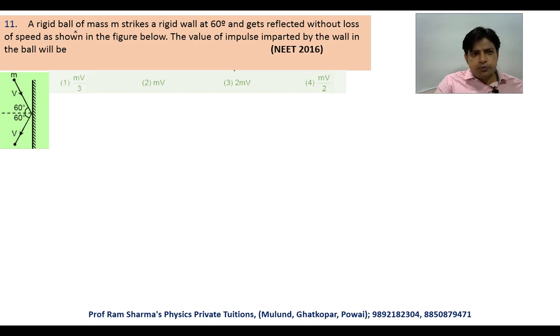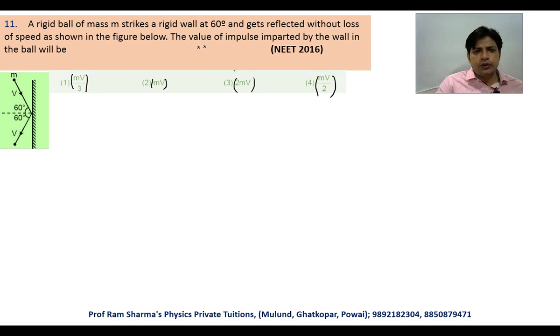A rigid ball of mass m strikes a rigid wall at 60 degrees and gets reflected without loss of speed. So the speed does not change, right? The value of the impulse imparted by the wall on the ball will be, that's just very easy. I'll read these options for you. This is mv by 3, this is mv, the next option is 2mv, and the last option is mv by 2, right?